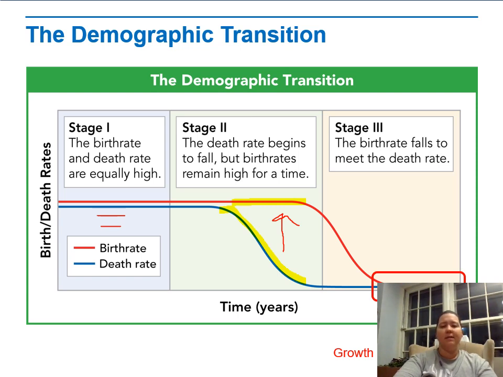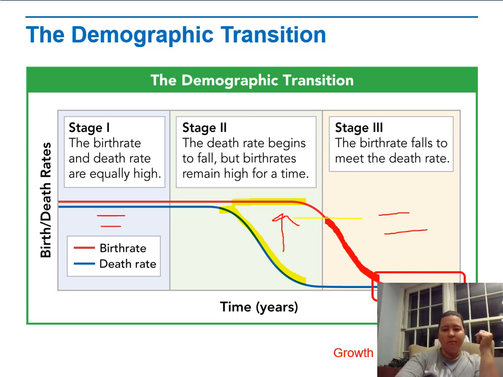And then stage 3 is when that birth rate falls off again. And now once again, birth rate and death rate are about equal. They're just a lot lower than they used to be because of modern medicine, sanitation, housing. And so once again, the population growth is about equal, because births are equaling deaths, and they're at a very low rate.